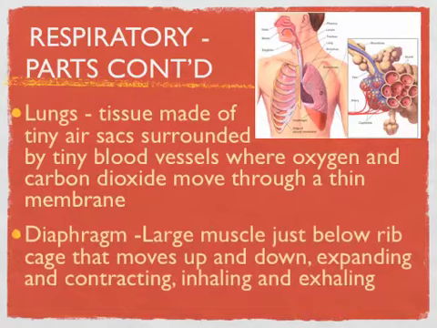In order for the lungs to work, you have a large muscle underneath the rib cage called the diaphragm. The diaphragm is made out of smooth muscles, and it contracts to pull air into the lungs and relaxes to push air out of the lungs.